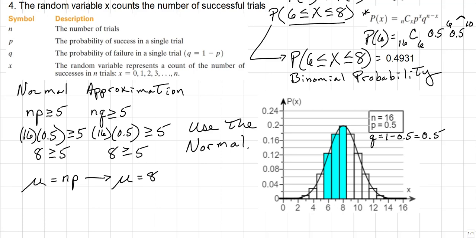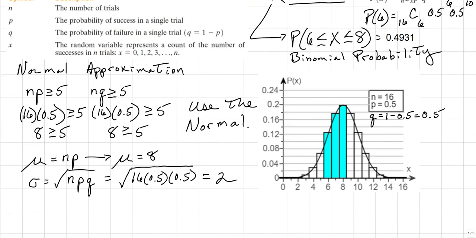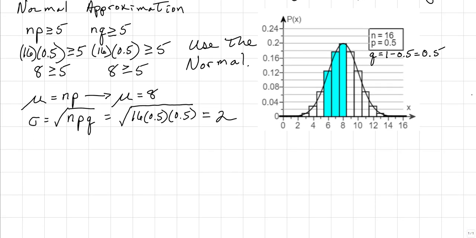Now the standard deviation sigma is going to be equal to the square root of n times p times q, which in this case is the square root of 16 times 0.5 times 0.5. And you can just go ahead and plug that into your calculator, and that will give us a value of 2.